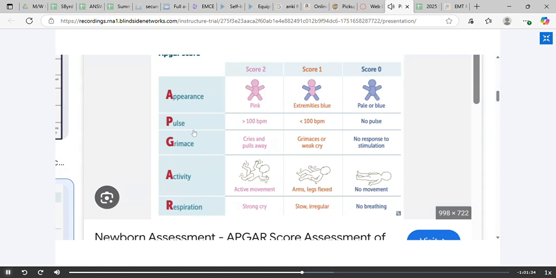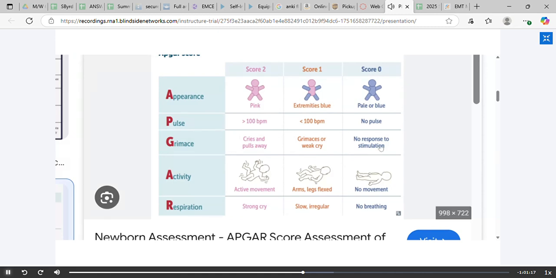The pulse, this is the only one that has a number related to it. 0 is going to be no pulse at all, or pulseless, right? 1 is less than 100 beats per minute, and 2 is over 100 beats per minute for the pulse of that newborn.